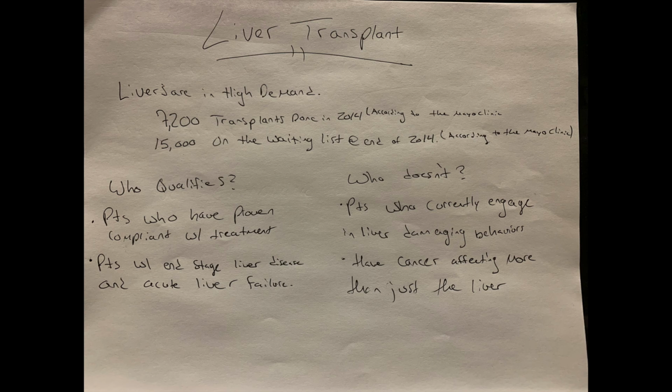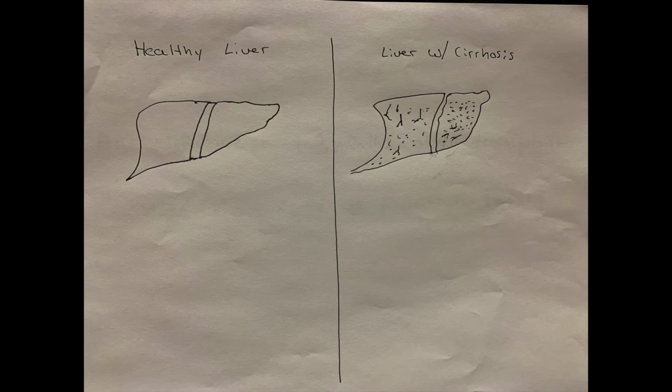They also must have proven that they can reliably take medications. They also must have proven that they are compliant with care, obviously, because they do have to take a lifelong medication regimen to prevent rejection of the new liver, which we'll go over in a few minutes. A patient must also not be currently engaging in any behavior that is known to be damaging to the liver, such as drinking alcohol or using recreational drugs.